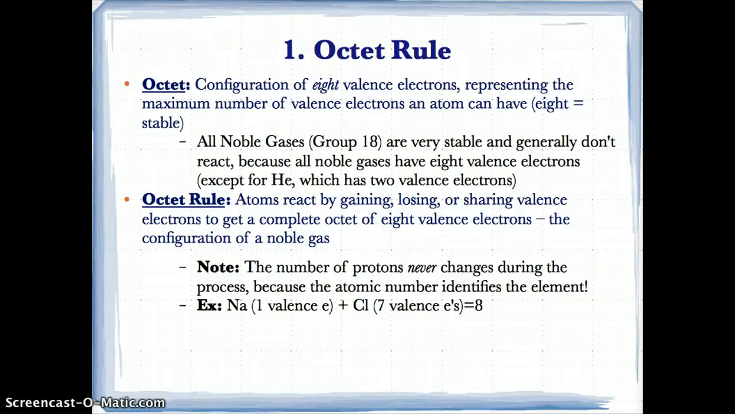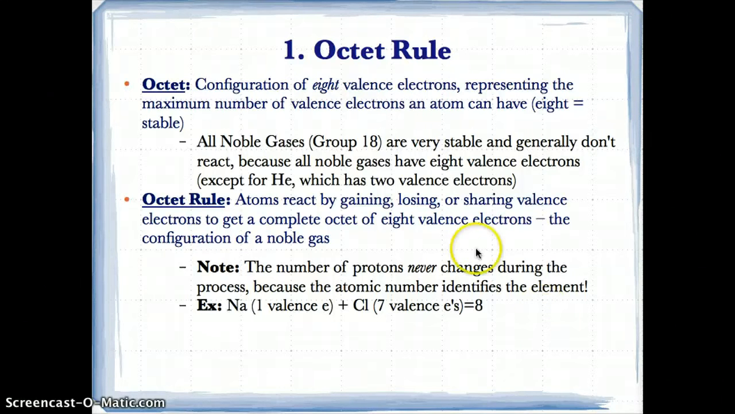Now, just so you know, an octet, which means eight valence electrons, is what all atoms want, because this is considered stable. For example, Na has 1 valence electron and Cl has 7 valence electrons. In order for either one of these to become stable, they have to combine to get a total of 8 valence electrons each. And this is where the octet rule comes in. Na has to combine with Cl to get 8 valence electrons each, because they need to become stable. 8 is the maximum number of valence electrons an atom can have, so these elements, when they have 8, are very stable and don't react, except for He, which has 2.